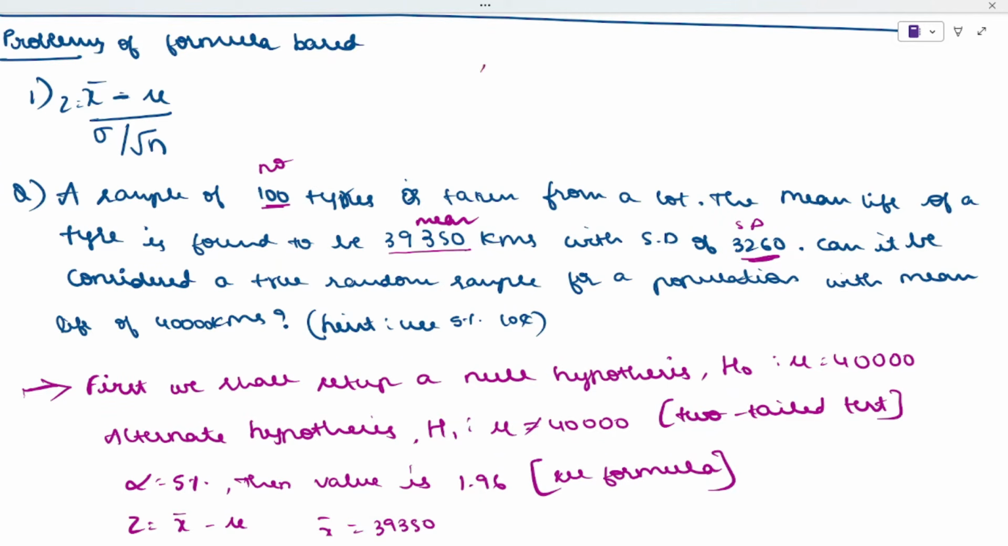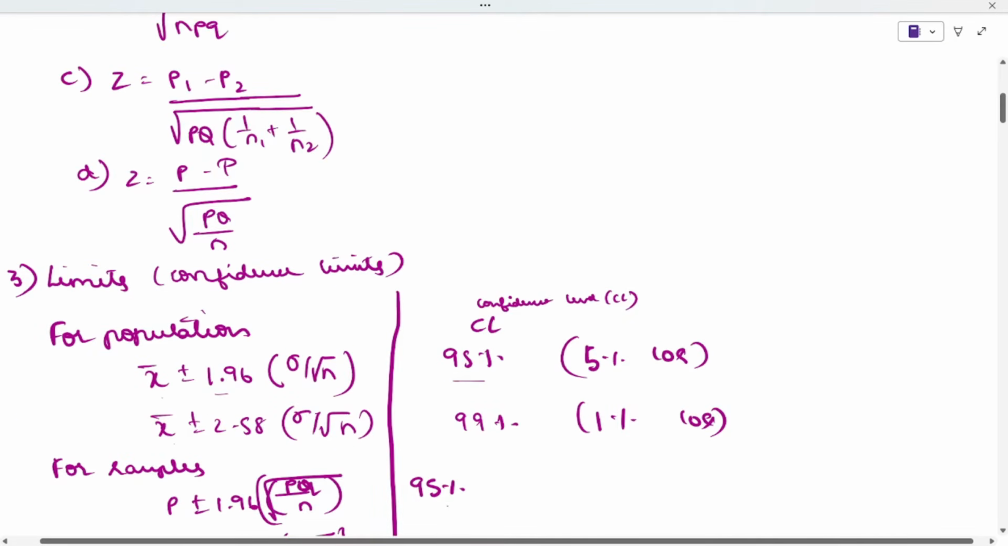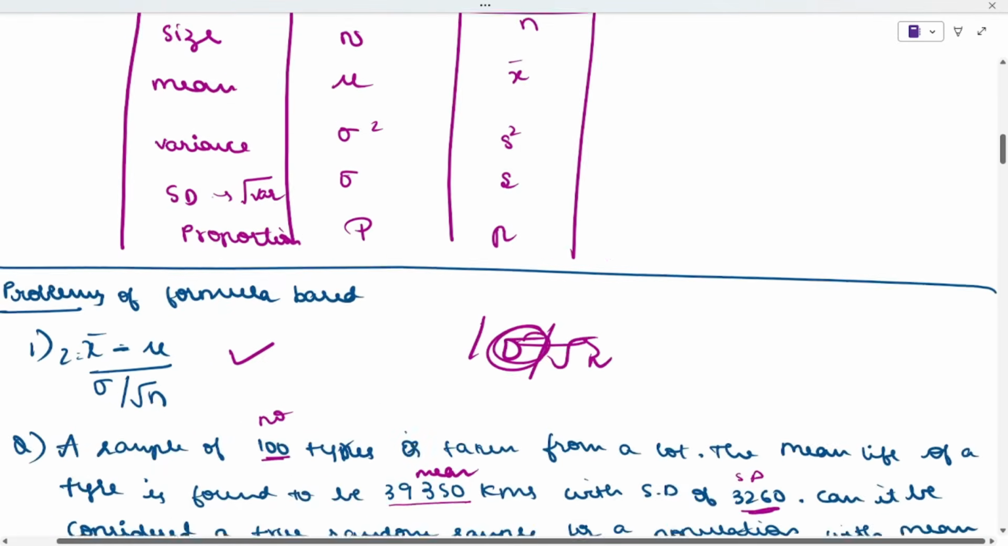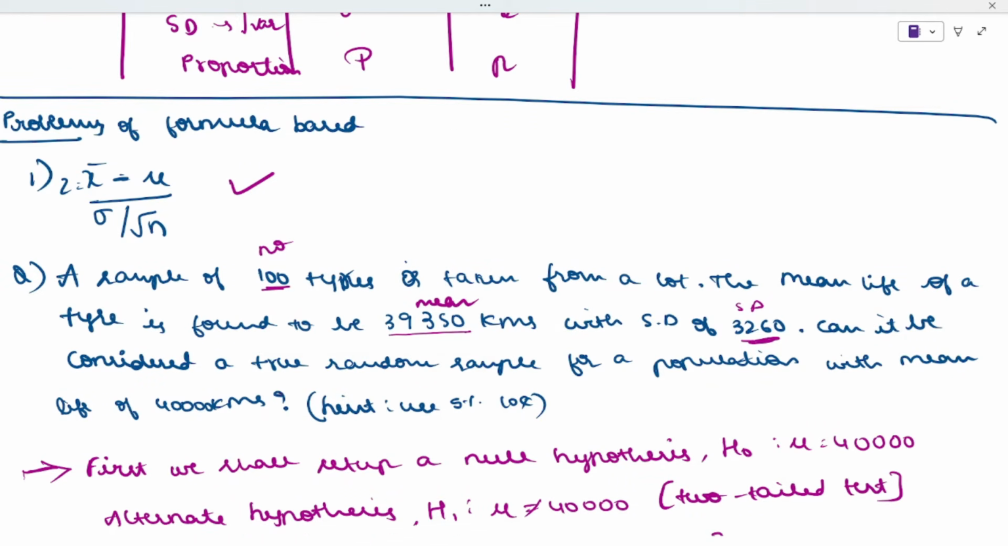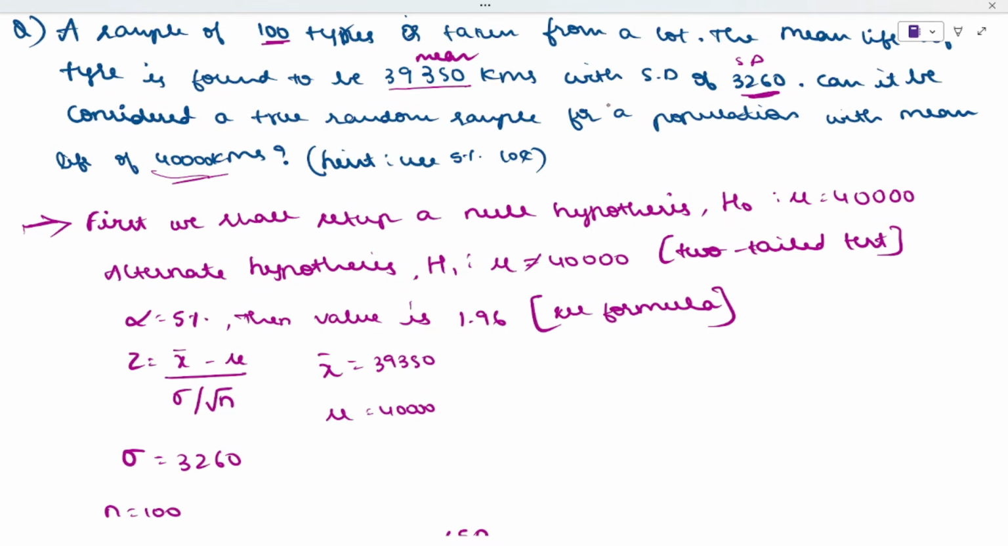Standard deviation divided by root n, that is sigma by root n, where sigma is the standard deviation. That means this, the first type of formula, should come. You can see sigma by root n, only this formula is there. That you should remember. Next, you have again 40,000 kilometers, which may be the true value they have given for a population.